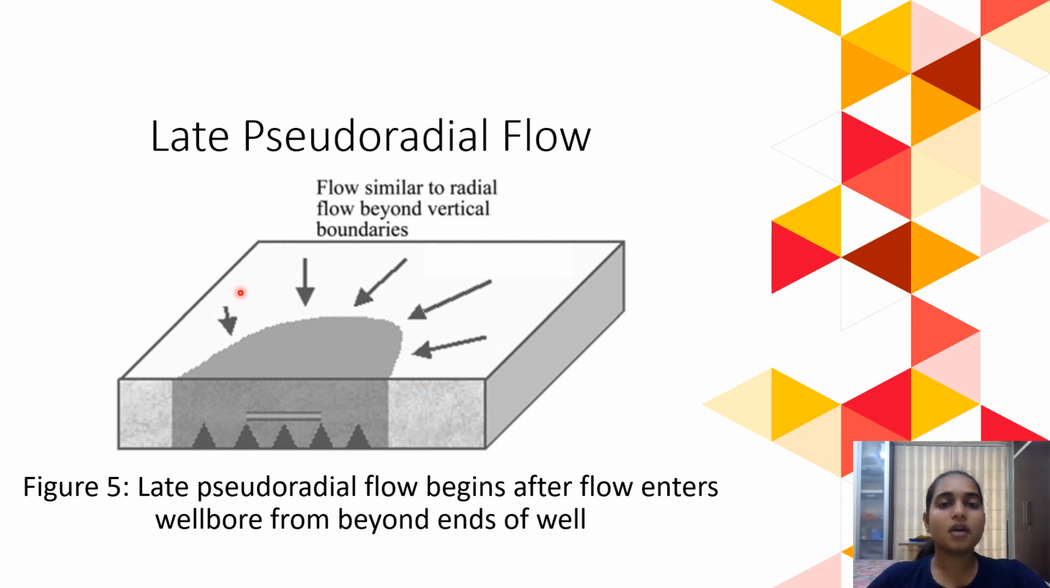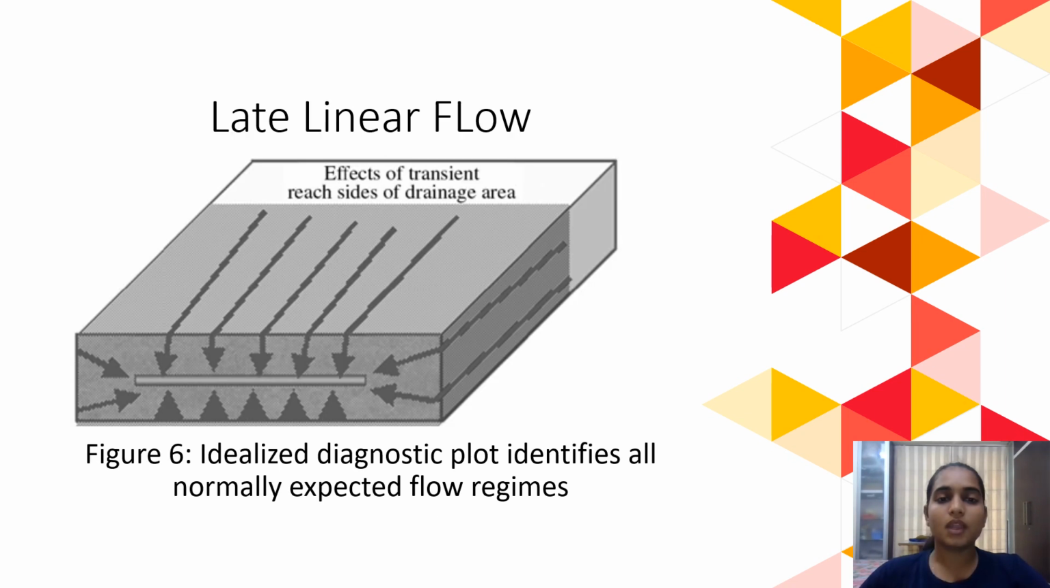Once end effects become more important, a transition period is followed by a late pseudo-radial flow region. This flow region continues until the area affected by the production reaches one of the sides of the reservoir. Once the area affected is the entire width of the reservoir, that is, the pressure transient has reached both sides of the reservoir, then the late linear flow region begins.